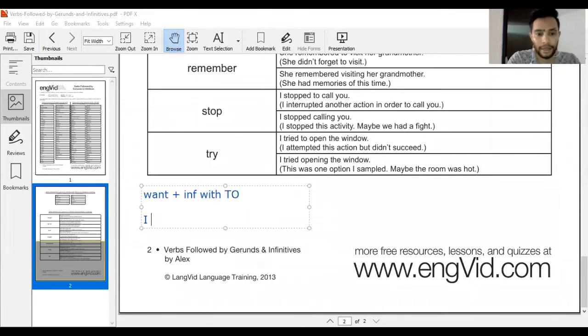So, I can say, I want to eat pizza, right? I want to eat pizza. This is great. This is correct. But is it okay or is it correct to say or write something like this? I want eaten pizza.